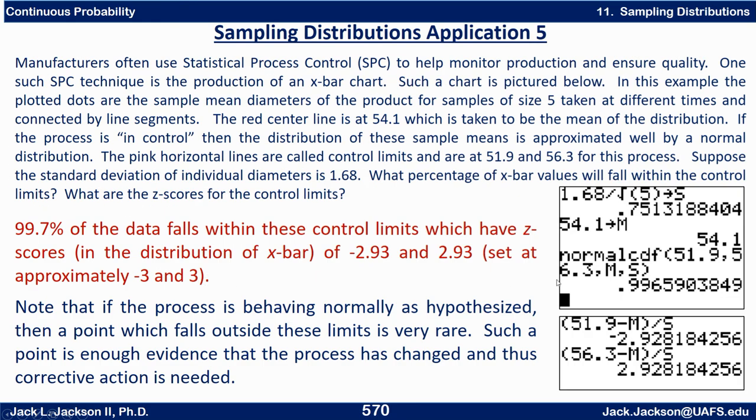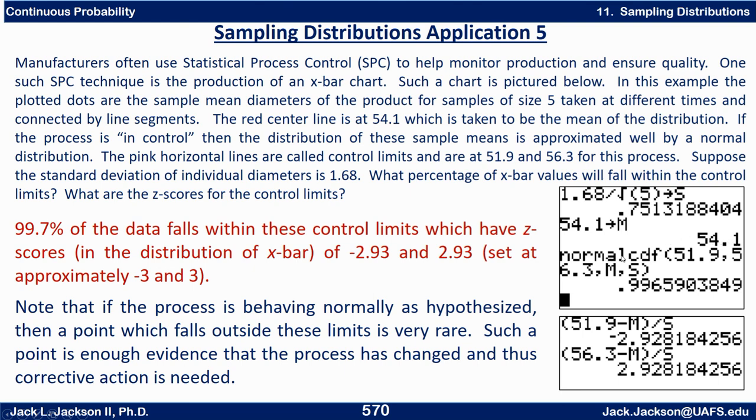Well, here's where I worked it out over here. I took the 1.68, which is the standard deviation of the individuals, divided by the square root of the sample size. Sample size is 5. And I got this 0.7513. Store that as S because that's the standard deviation of the sample means, the standard error of the mean. Now, I also put the 54.1, which is the mean of individuals, which is the mean of the sample means as well, and put that right here and store as M.